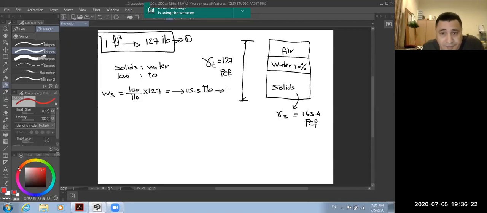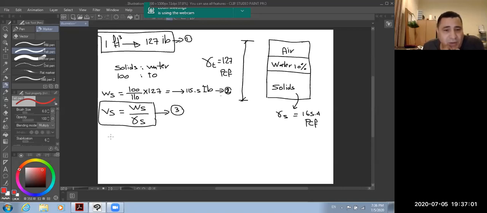This is the weight. Now the volume of solid, the volume of solid is equal to what? We have a very common formula saying your volume of solid equals the weight of solid divided by gamma solid. This is another formula, you have to memorize it. We have 2, we have here 3. From this formula, we are going to have a volume of solid.